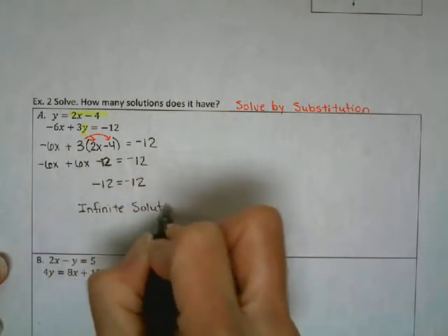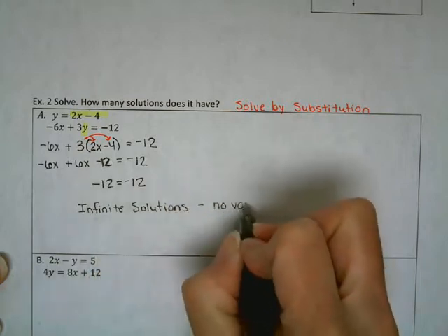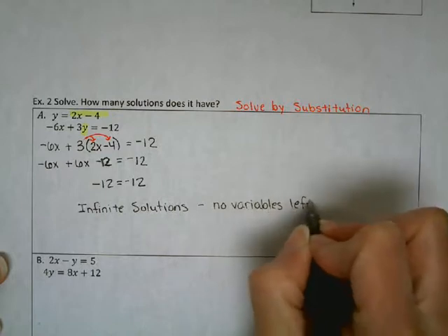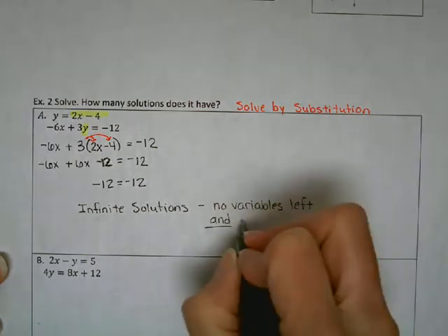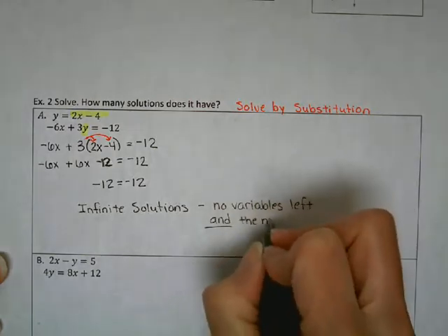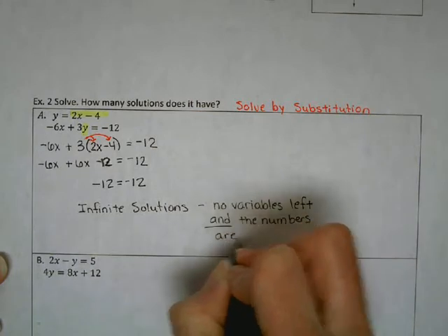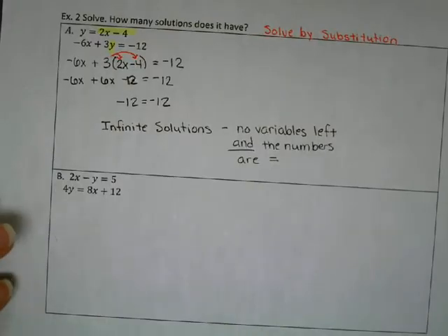Infinite solutions is when there's no variables left and the numbers are equal. So like I said, 6x minus 6x, there's no x's. But the numbers negative 12 and negative 12 are equal, so that's called infinite solutions. It means every value you plug in for x would work on this one.